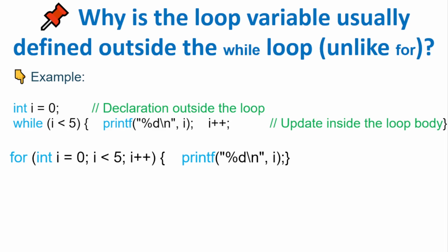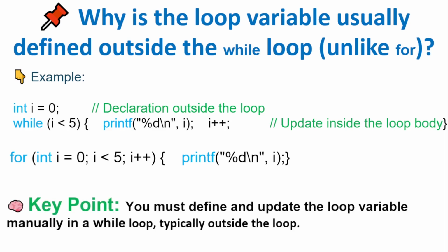Example. In contrast, the for loop supports all three components: initialization, condition, and update in one line. Key points. You must define and update the loop variable manually in a while loop, typically outside the loop.